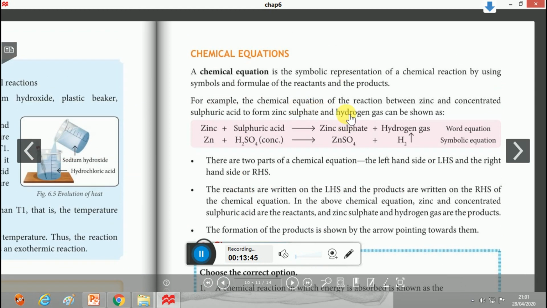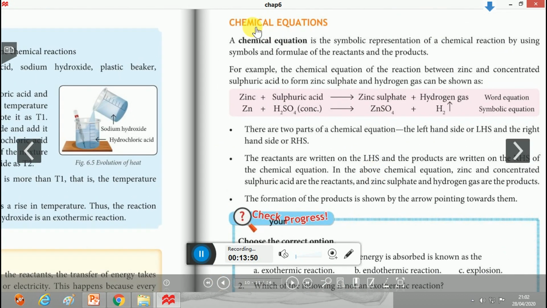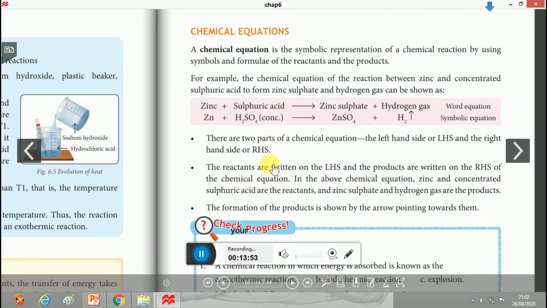And the last part of your chapter is chemical equations. We have learned about the word equation. We have heard of the reactant and product. A chemical equation is the symbolic representation of chemical reactions. That is actually the word equation, using symbols and formulas of the reactants and the products. Look at this example: zinc and sulfuric acid. When they react, they produce zinc sulfate and hydrogen gas. This is actually your word equation.